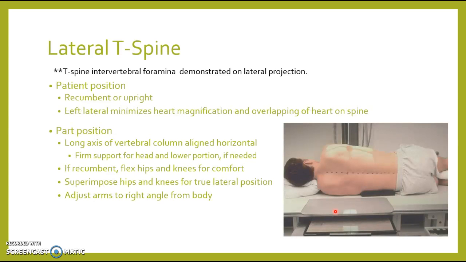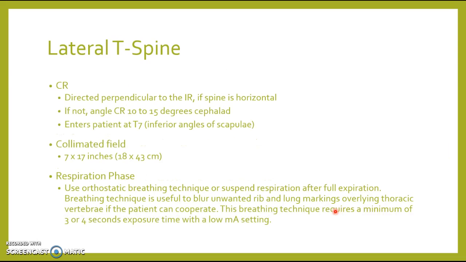For the lateral spine, this will demonstrate the intervertebral foramen. The patient can be recumbent or upright. Left lateral helps to minimize heart magnification and overlapping of the heart with the spine. The long axis of the vertebral column will be positioned horizontal, or parallel, to the image receptor. If the patient is recumbent, flex the hips and knees for comfort. Ensure that the shoulders and the hips are perpendicular to the table to ensure that the entire body is in a true lateral position. Centering perpendicular to your image receptor at the level of about T7.